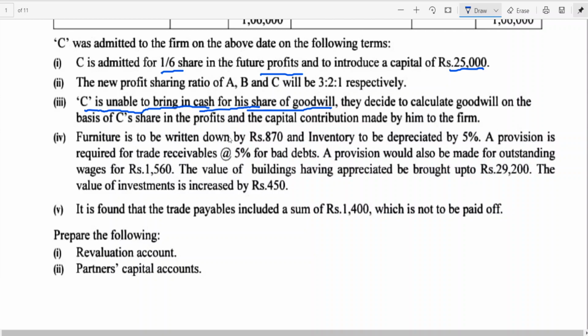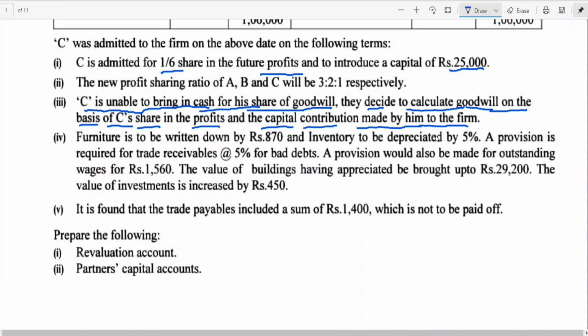They decide to calculate goodwill on the basis of C's share in the profits and the capital contribution made by him to the firm. So generally, when C is unable to bring in cash for his share of goodwill, but the share of goodwill is not given, at least we need to have the information of goodwill. Even that goodwill information is also not there.